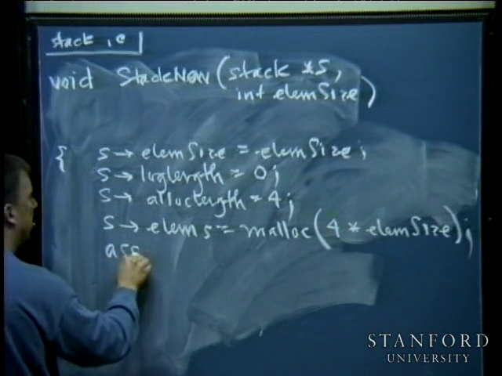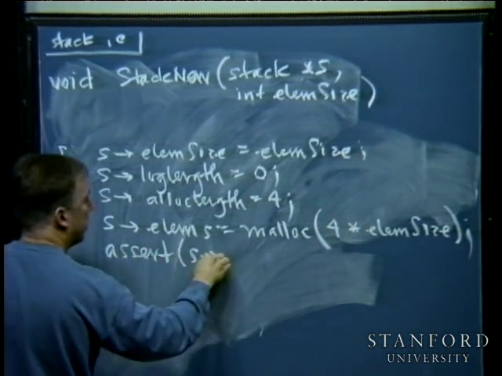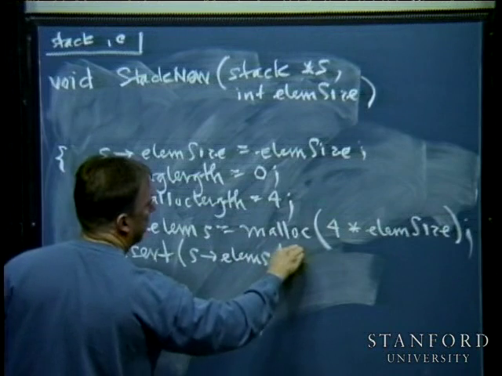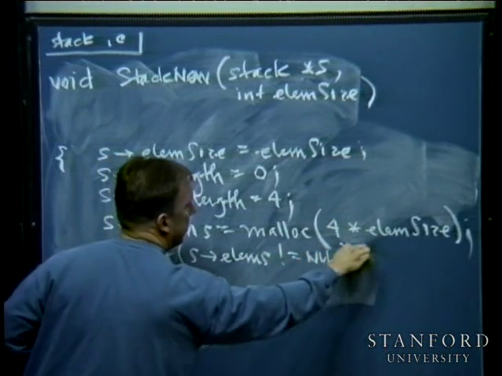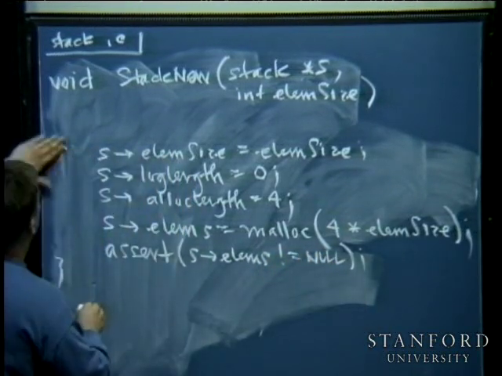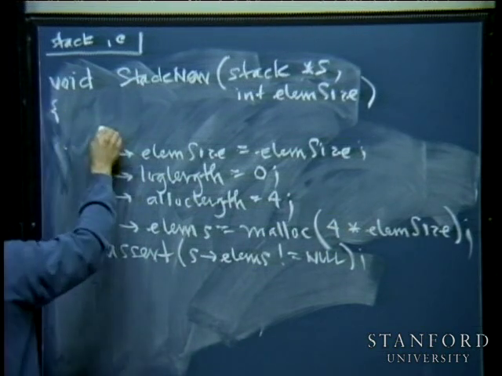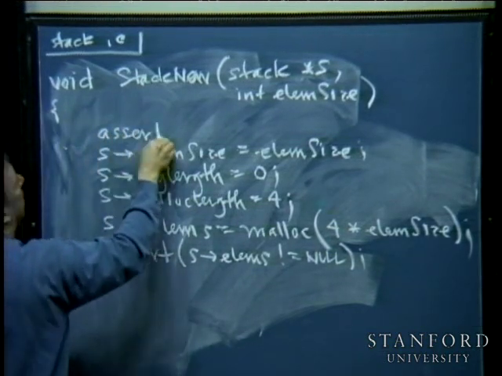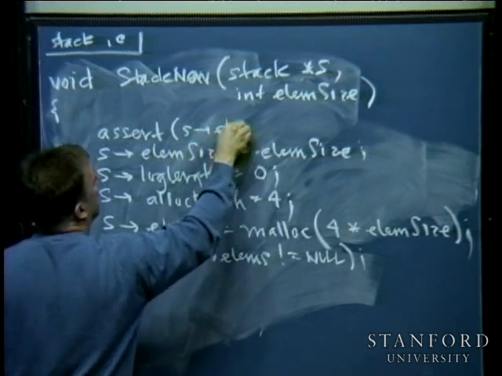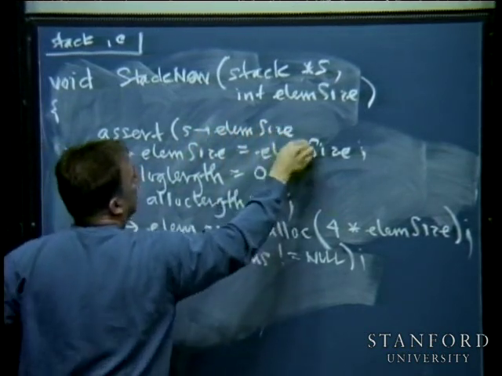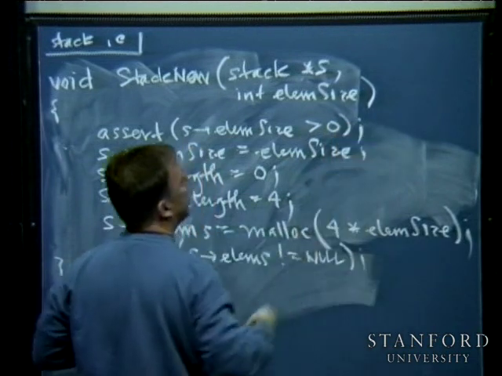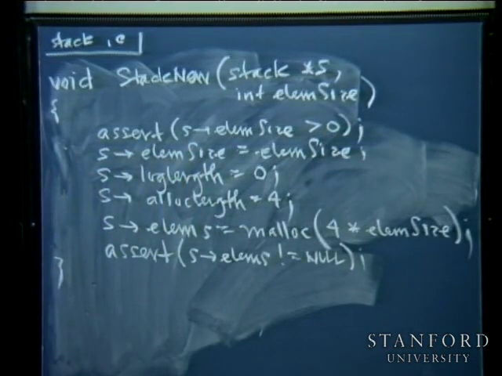I can do a few things to make my life easier. S arrow elems better not be equal to null, or else I don't want to continue, and the assert will make sure of that. I also could benefit by doing this: assert that S arrow elem size is positive. This one's not as important because it takes a lot of work to pass in a negative value for an elem size. But nonetheless, it's not a bad thing to put there, because if you try to allocate negative 40 bytes, it's not going to work. Okay. That implementation makes sense.